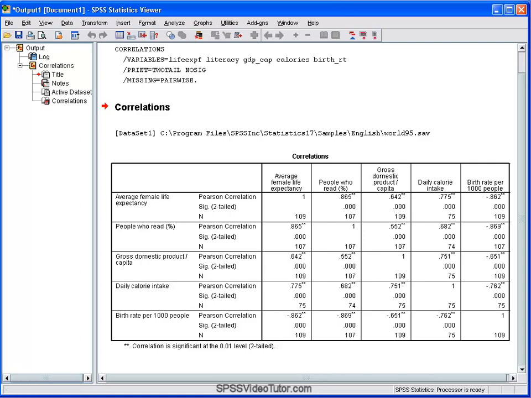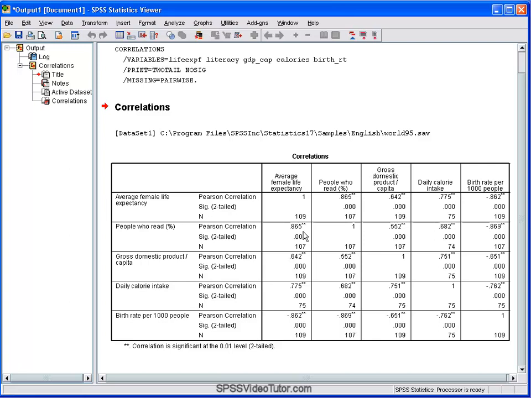Remember, correlations go from -1 to +1, where the absolute value determines the strength of the relationship and the sign in front of the number determines the direction of the relationship. In each cell, you will see three numbers. The first number is the Pearson R correlation, or the Pearson product moment correlation coefficient, better known as simply R. In this example, it is 0.865, which is pretty high and a very strong positive correlation. This indicates that as literacy increases, so too does female life expectancy.